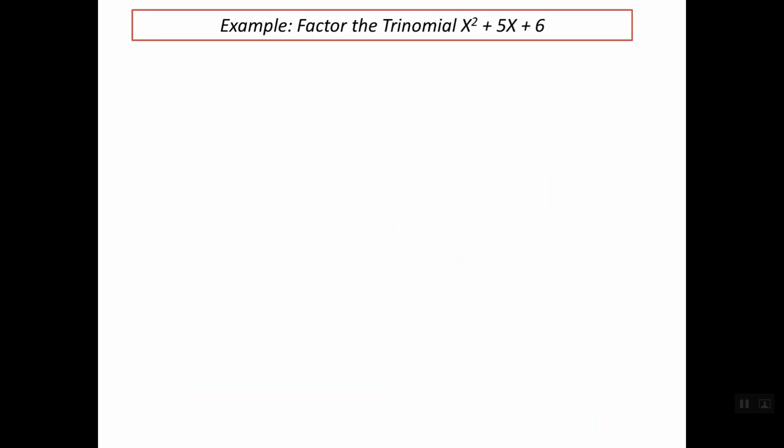Let's do this example together. Factor the trinomial x squared plus 5x plus 6. In this trinomial, the value of a is equal to 1, the value of b is equal to plus 5, and the value of c is equal to plus 6. The strategy here is to find two numbers so that the product of the two numbers should be equal to plus 6, while the addition of the two numbers should be equal to plus 5.